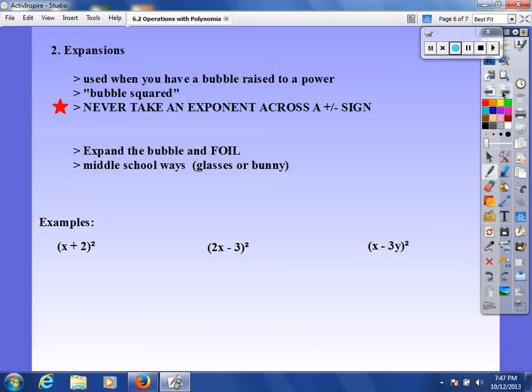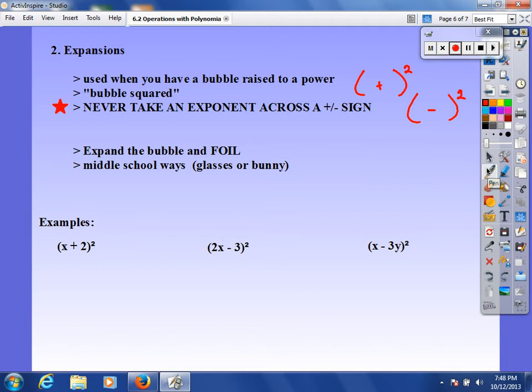We'll have some more practice even on this screen, because on this screen what we're going to be taking a look at is an expansion. Now we use an expansion when we have a little bubble raised to a power. So let me give you an example. Here's a bubble squared. Or here's another bubble squared. It could be even a bubble cubed. Now we won't do a lot of these necessarily, but it's sort of the same type of problem. We want to expand it.